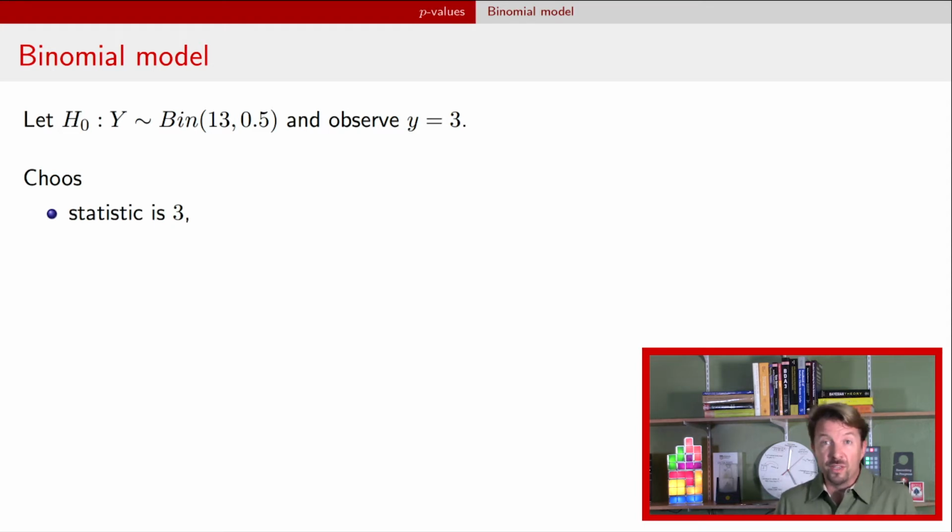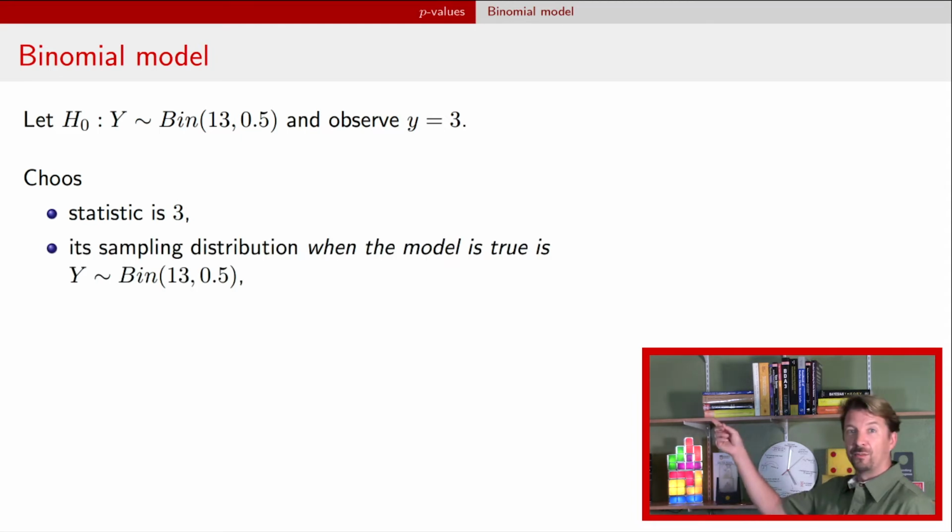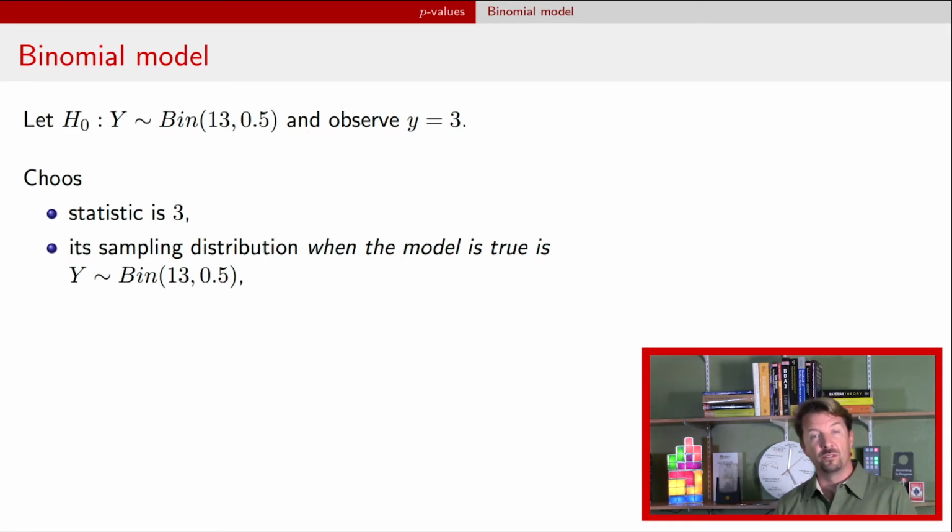So we have a choice at this point, right? The p-value definition doesn't provide us with an explicit statistic you have to use. And so the first statistic that comes to mind is just the number of successes. So our statistic is 3, though that number of successes has a distribution when this model is true, and that distribution is exactly what we said it was up here. It's a binomial with 13 attempts and probability of success 0.5 when that model is true.